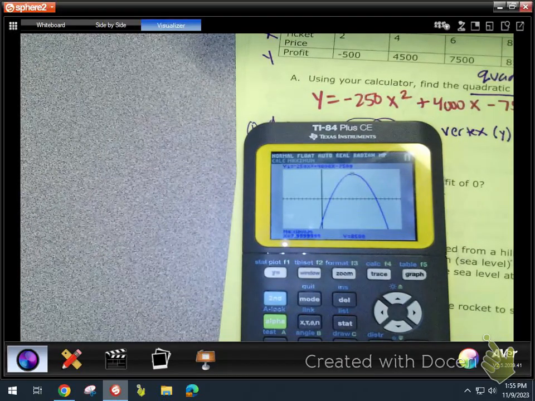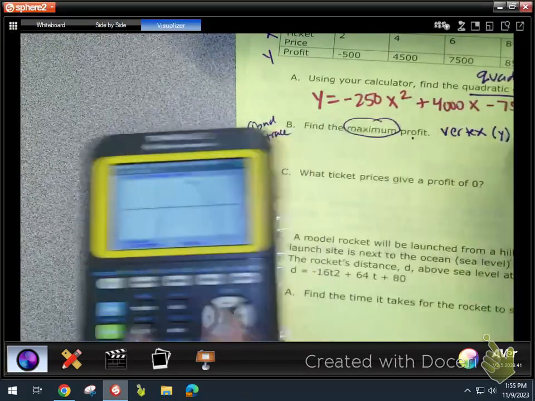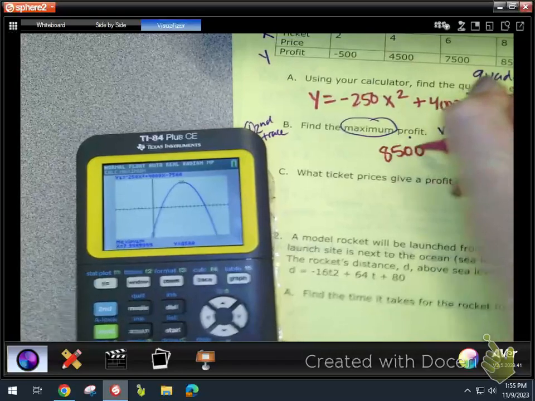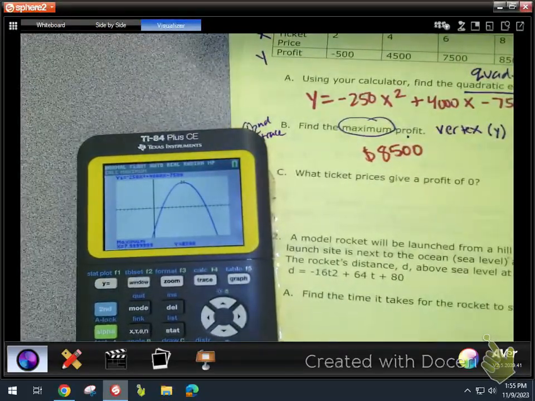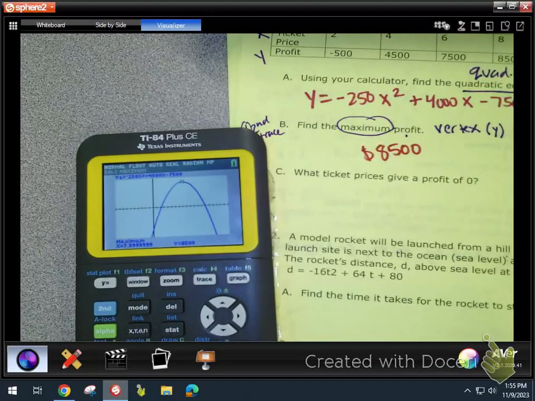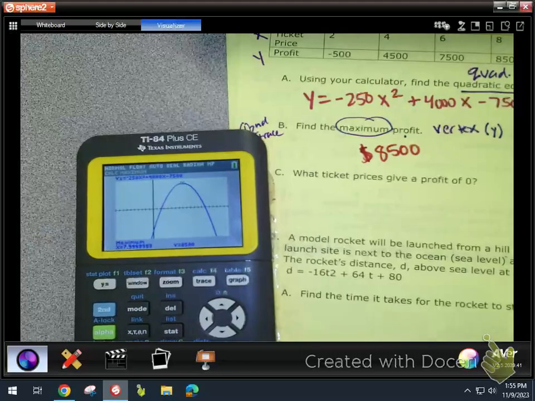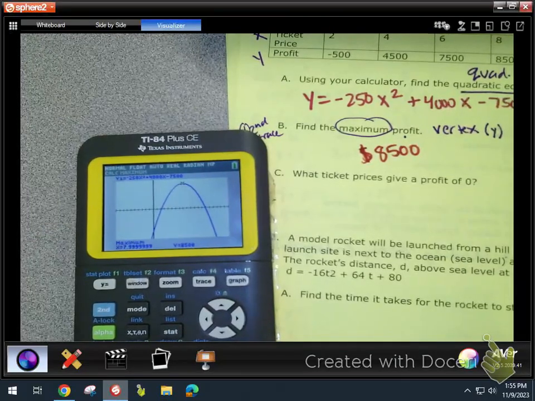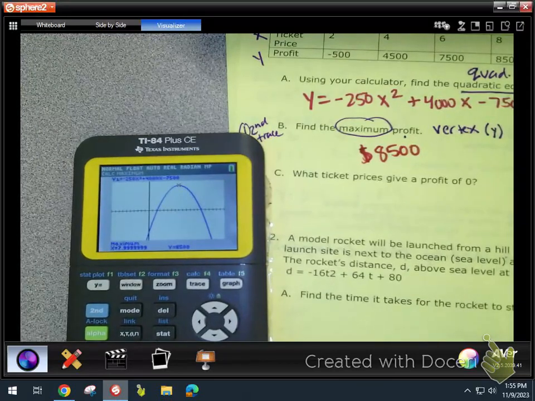So my vertex is at this point. But what am I actually asking you to find? So what is my answer? $8,500. It's money. Yes. Okay, so the next question is, what ticket price gives a profit of 0?